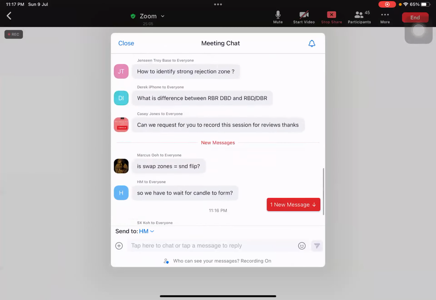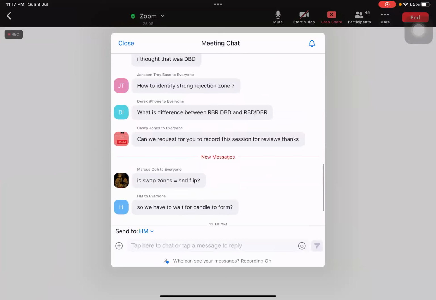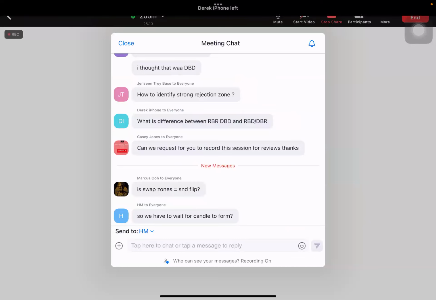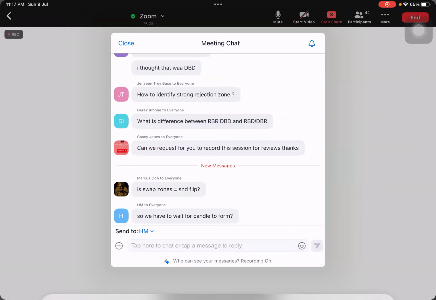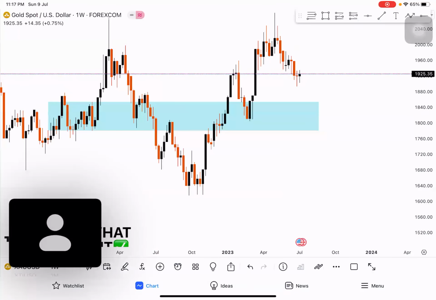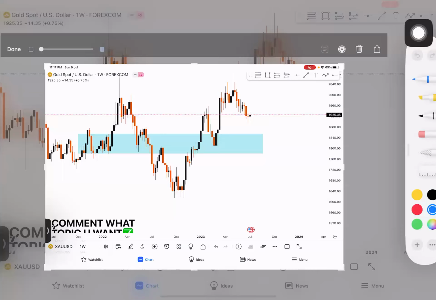How to identify a strong rejection zone? This one I don't get what you mean. Do you mean how to identify strong rejections? Actually, you can identify the rejection by the candlestick wick.